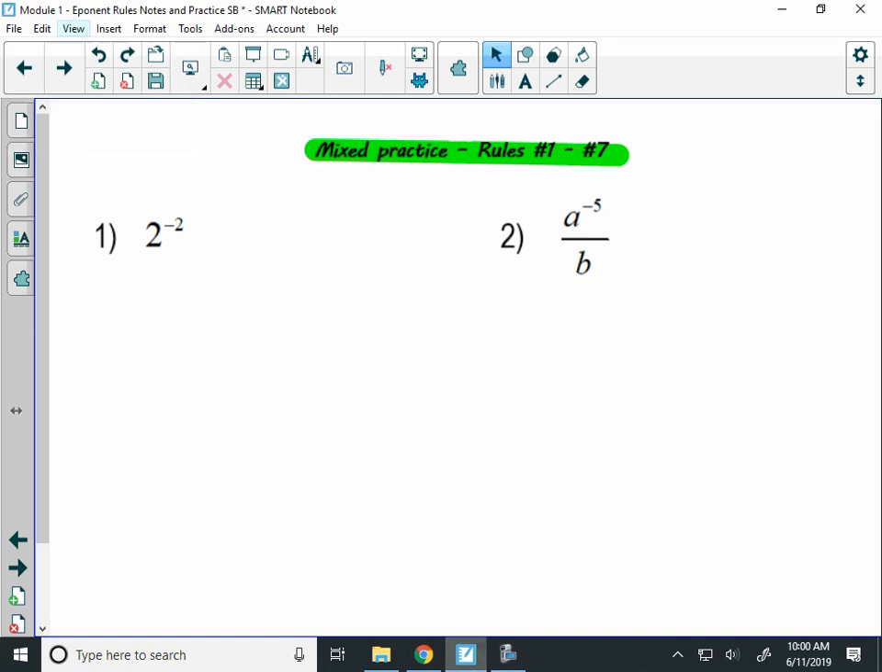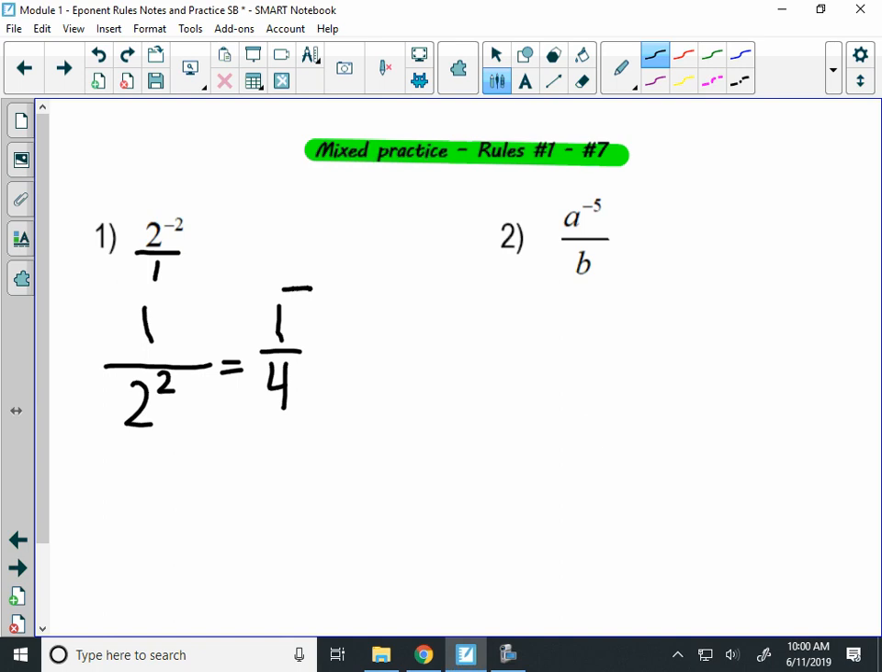Video all the properties together, 1 through 7. Now let's start with some negative exponents, 2 to the -2. Remember when you have a negative exponent that technically the whole thing is over 1 right now, so the 2 to the -2 has to move to the denominator. It becomes positive when it moves to the denominator, and we replace it with a 1 in the numerator. That simplifies to 1/4.